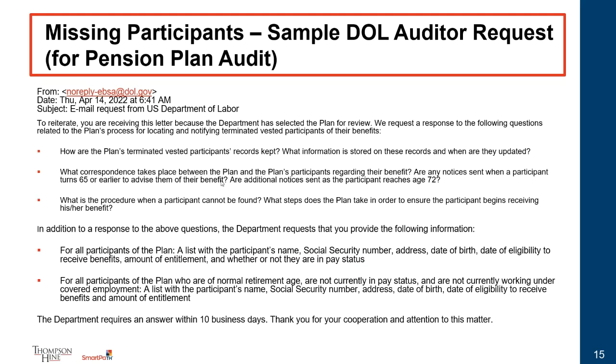Again, some of these requests are very specific to a defined benefit pension plan, but I call your attention to the third bulleted item, which really applies to both types of plans. What is the procedure when a participant cannot be found? What steps does the plan take in order to ensure the participant begins receiving his or her benefit?